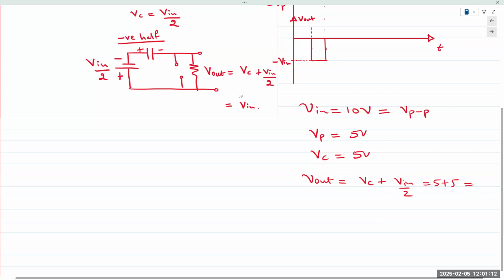I think the V in over 2, upon reflection, seems like a poor choice for explanation. It's simply the peak to peak voltage. Whatever input voltage we're applying, half of that input voltage, if it's in the positive half cycle, is going to appear across the capacitor, and then the other half appears in series. Yes, yes, and yes. Go.